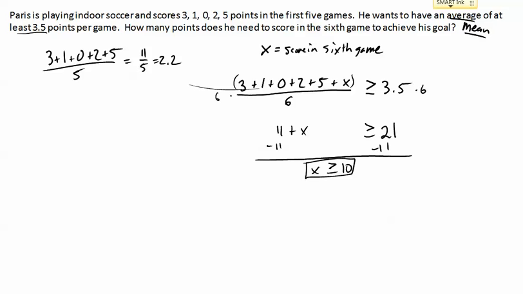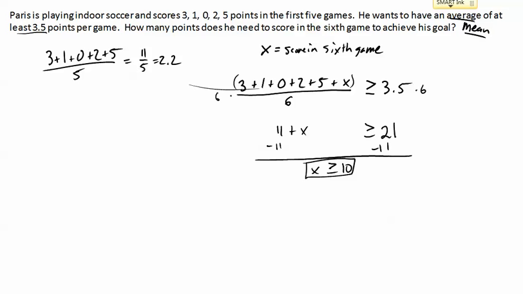Now, you can obviously check this out. If you plug 10 in for x and go 3 plus 1 plus 0 plus 2 plus 5 plus x, that would be 11 plus 10, which would be 21, which divided by 6 would be 3.5. And so obviously anything more than that would give us an average over 3.5.